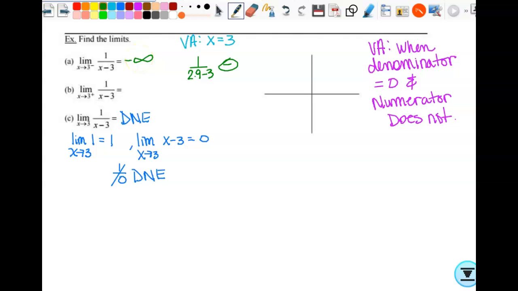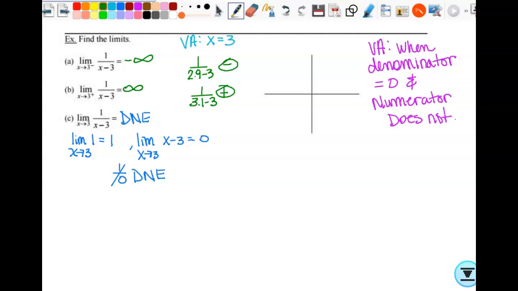So this gives you a negative answer, which means this is negative infinity. Right? Because you're getting closer and closer to that. If I'm approaching 3 from the right, I'm approaching from numbers bigger than 3, so I'll do 1 over 3.1 minus 3. Is that going to be positive or negative? Positive. So this is just positive infinity.